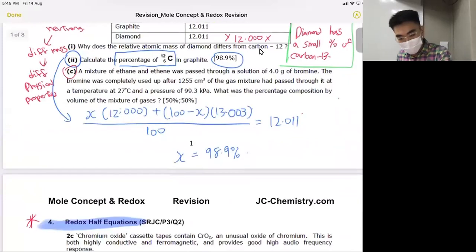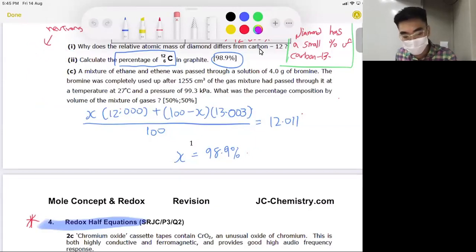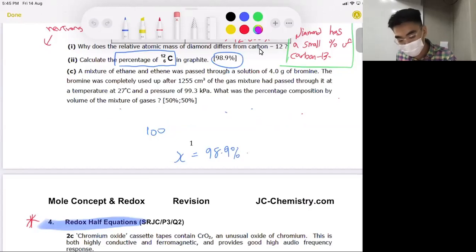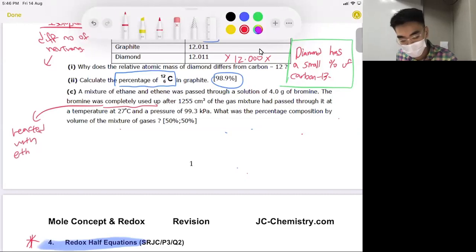So what you are looking at is your organic chem. We are just telling you that ethene can react with bromine. But alkanes cannot react with bromine since there is no mention of UV light. So they did tell you that the bromine was completely used up. That means it has completely reacted with ethene. Because only ethene can react with bromine at room temperature.